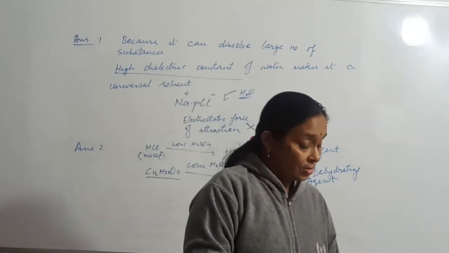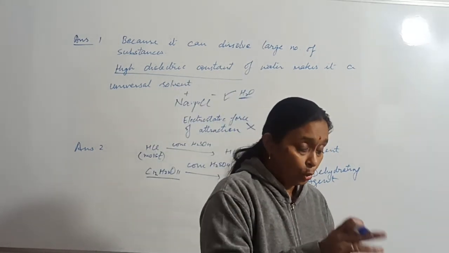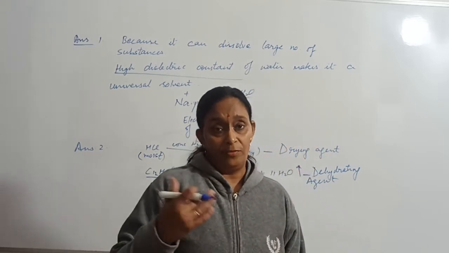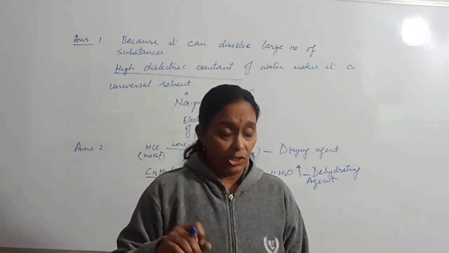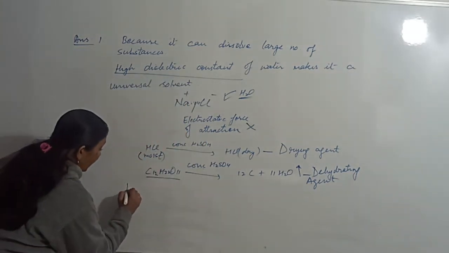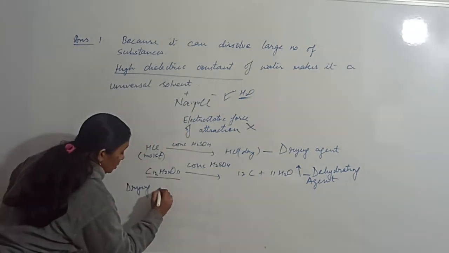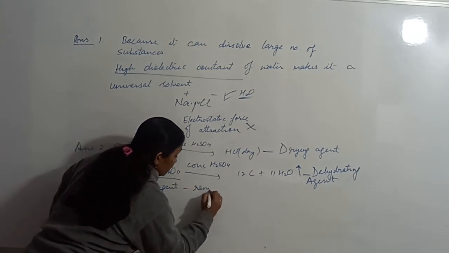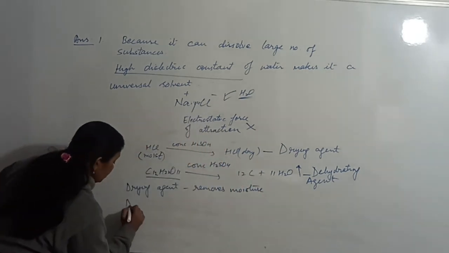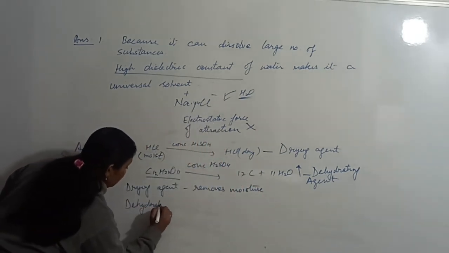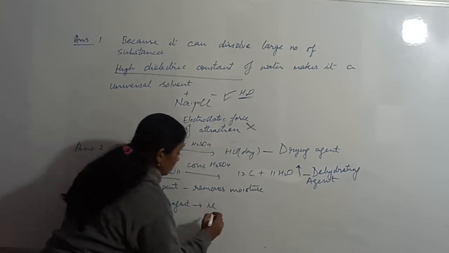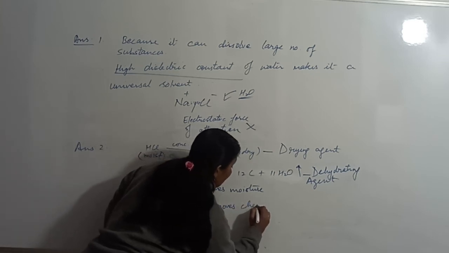Now the next part of the question asks you to differentiate between these two roles of concentrated H2SO4. So you can make two columns and differentiate between drying and dehydrating agents. The first difference is that a drying agent removes moisture, and a dehydrating agent removes chemically combined water.